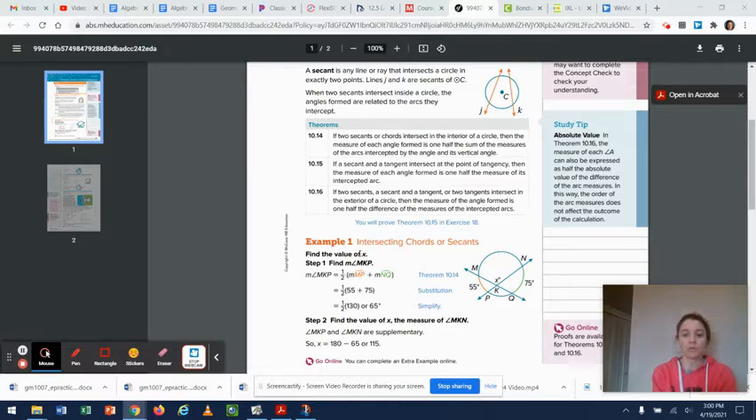So here is an example of the first theorem. It's wanting you to find the value of x. So the first thing we're going to do is add these two arc measurements and then divide it by 2. So 55 plus 75 would give us 130, divided by 2 is 65. That's giving us this angle. Then to find MKN, these two are a linear pair, so I would just subtract it from 180. So 180 minus 65 would be 115.